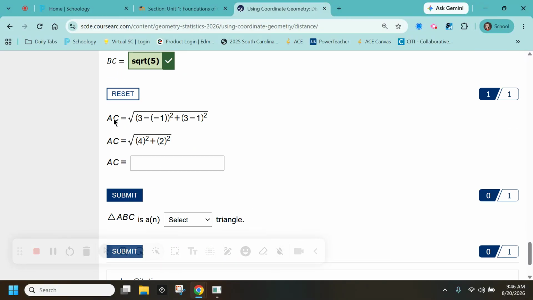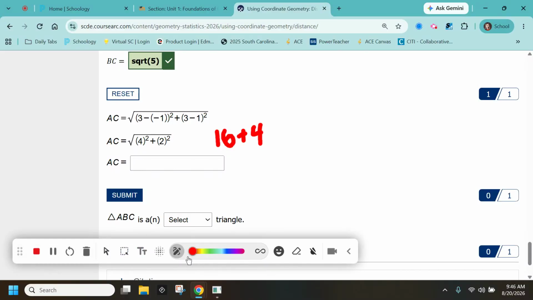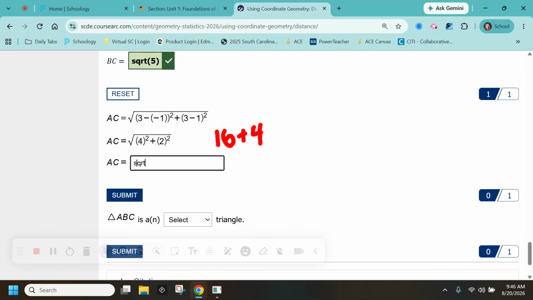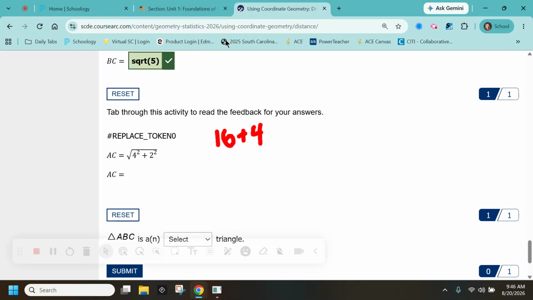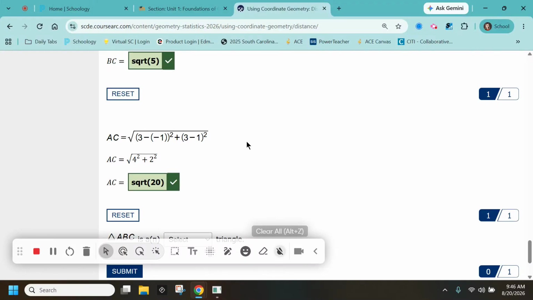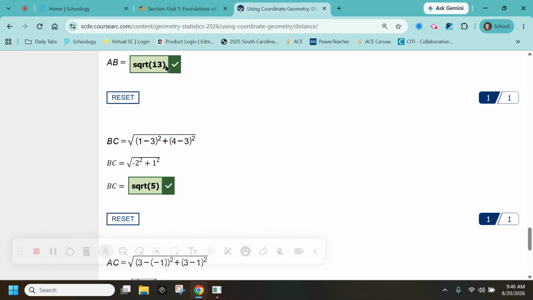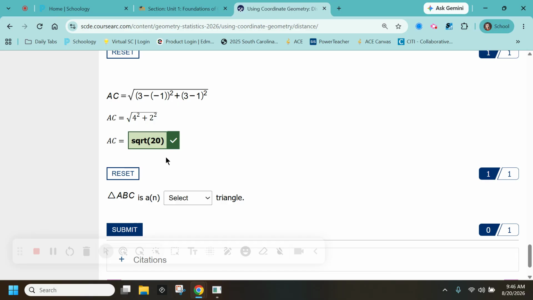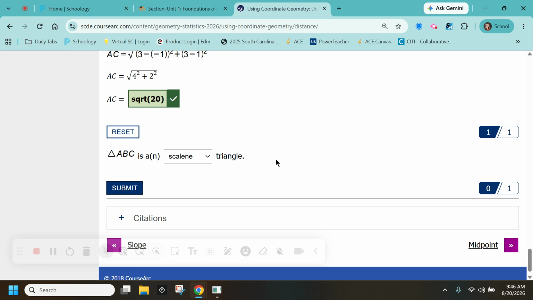And then the final side, AC, we have 4 squared is 16, and 2 squared is 4. We are not going to reduce this, even though you can. So we are going to write square root of 16 plus 4 is 20, and submit. For the purposes of this, we are not going to reduce it. So we have square root 13, square root 5, and square root 20. None of the sides are at all equal, so we have a scaling triangle.